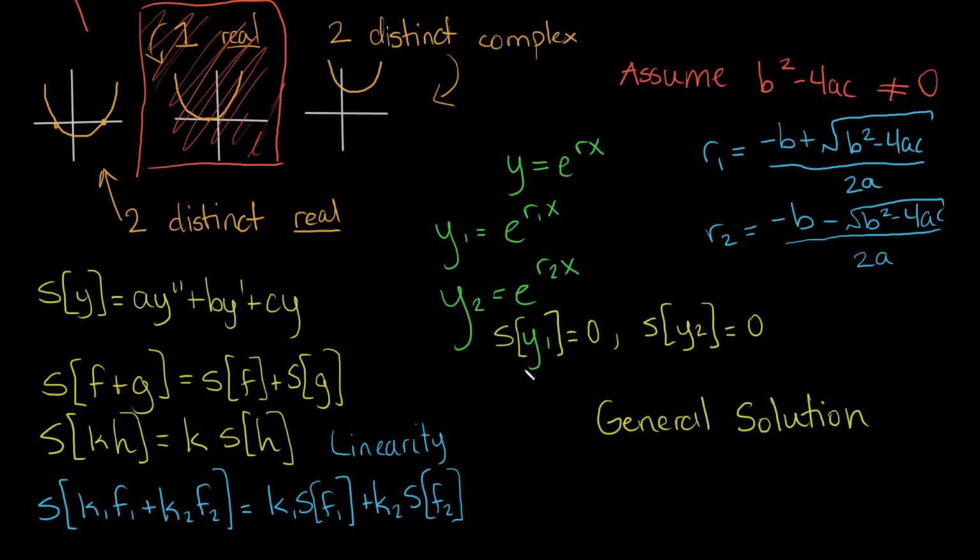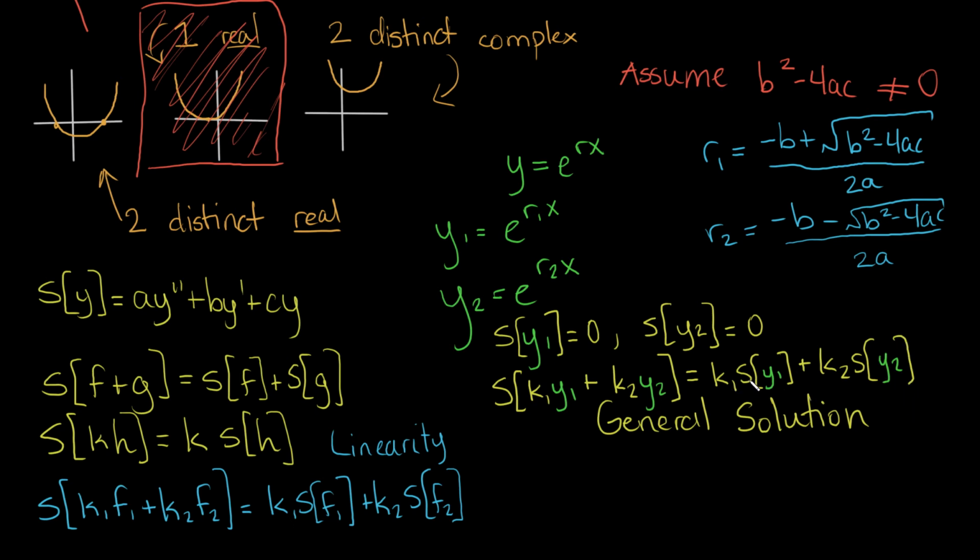We can use S's linearity to say that you know what else will be a solution? S of some constant times y1 plus some other constant times y2. This will also be a solution, because if we expand it out, this is going to be k1 times S of y1 plus k2 times S of y2.